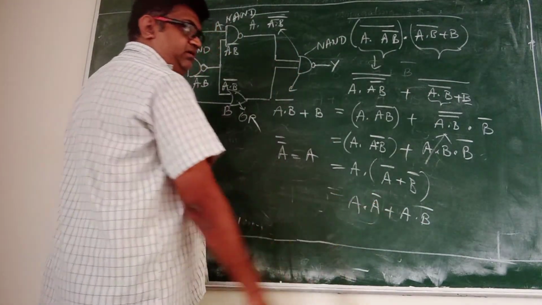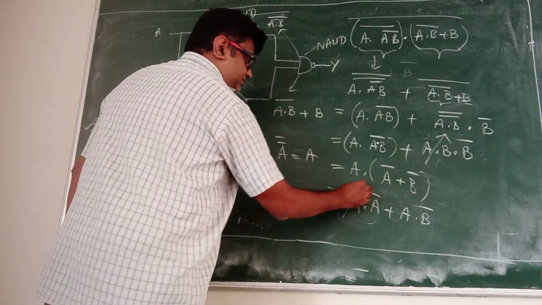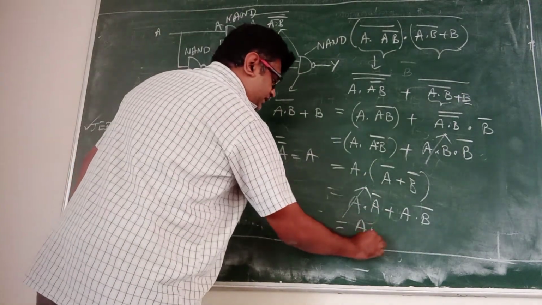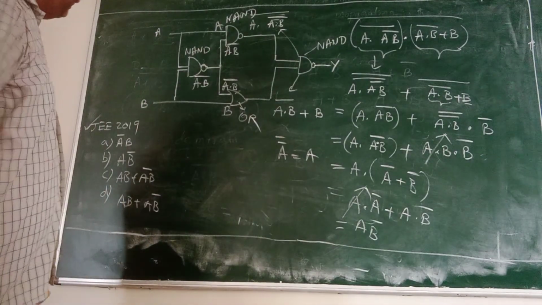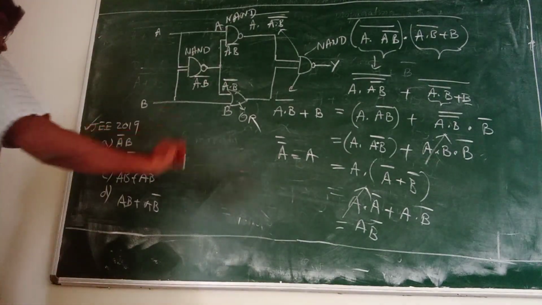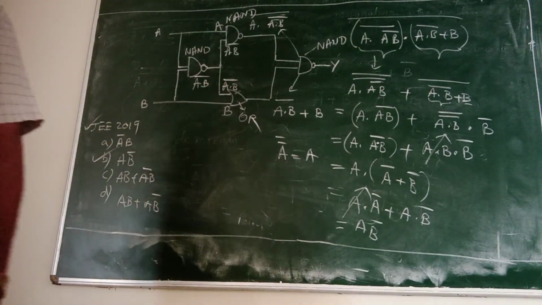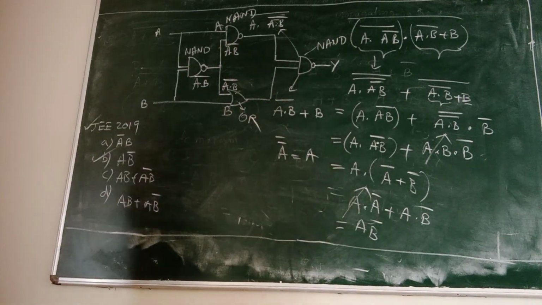A dot A bar is zero. So what is left over now? A B bar. A B bar is your answer. Option 2. So this is how you should approach these type of questions.